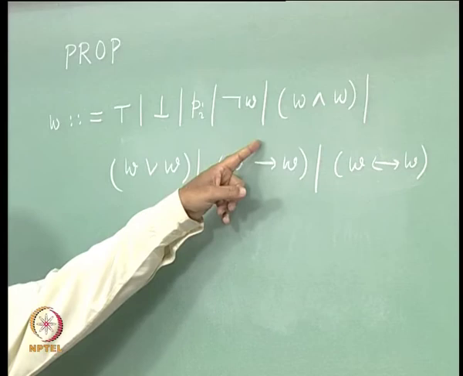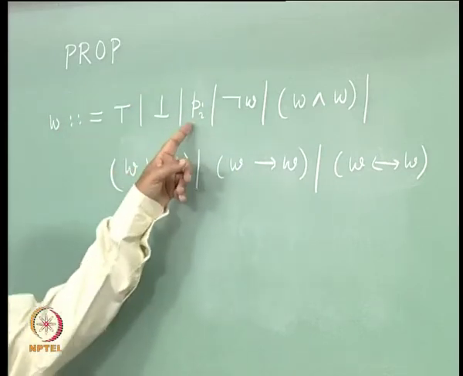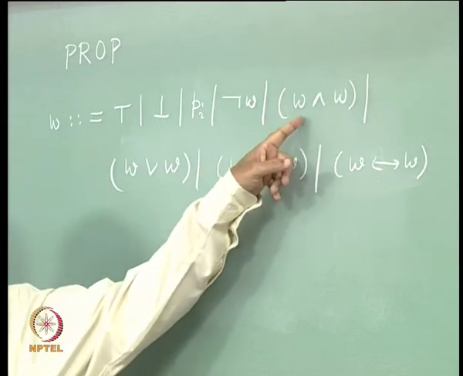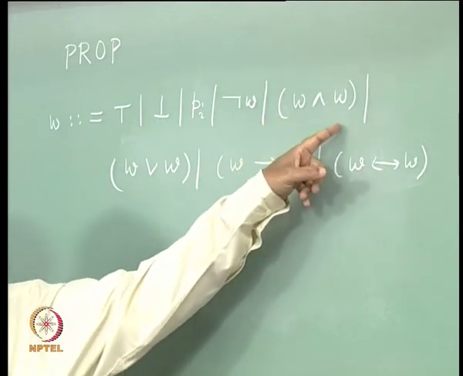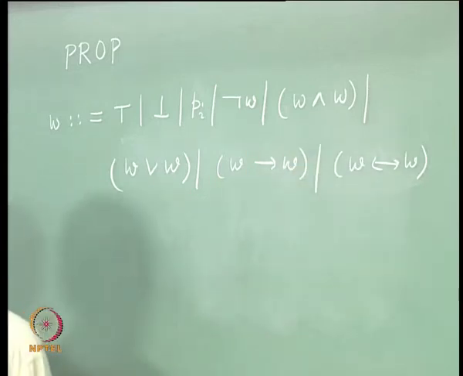Now, start reading. So any proposition can be top or bottom or a propositional variable or negation followed by another proposition, not necessarily the same W, or a left parenthesis, a proposition and another proposition, a right parenthesis. That is what it means.